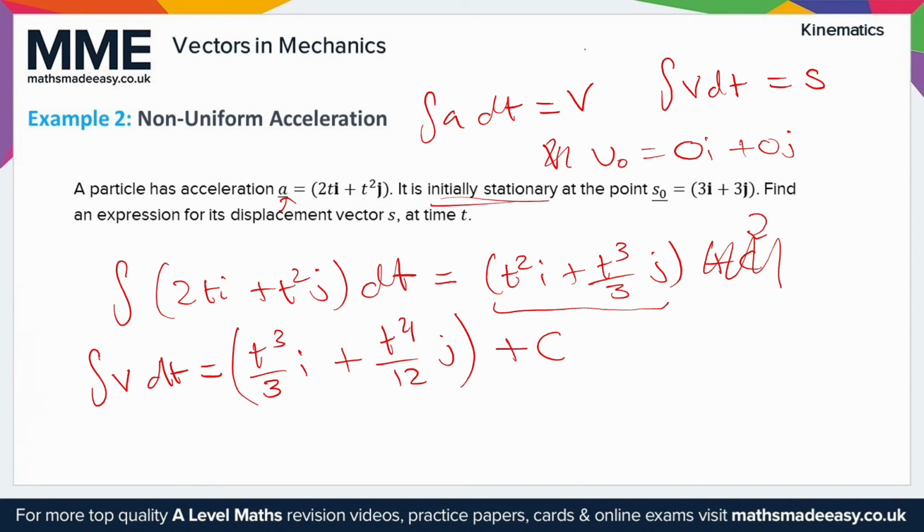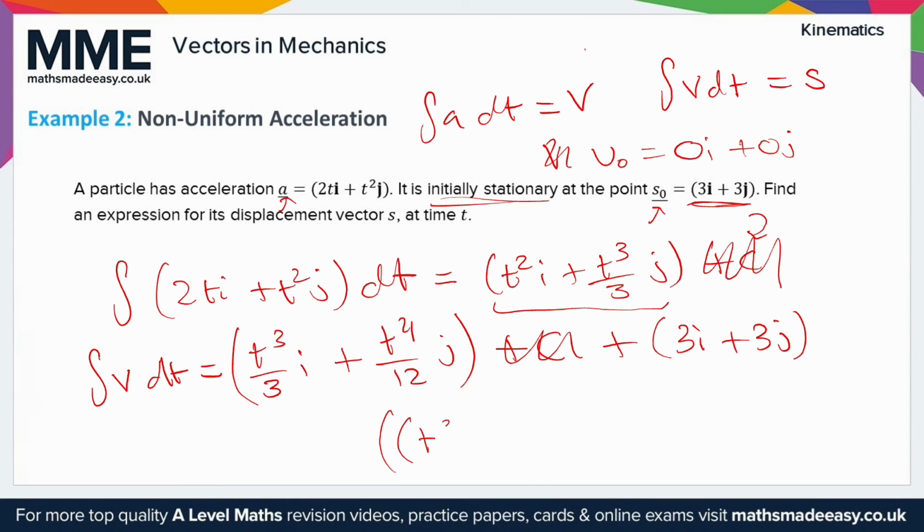In this case, if we were starting from the origin, the plus c would be 0. In this case it's not, because it's s0, so we add this on. So we'll add 3i plus 3j. And again, just add the i components, add the j components. So I'm going to open some brackets.